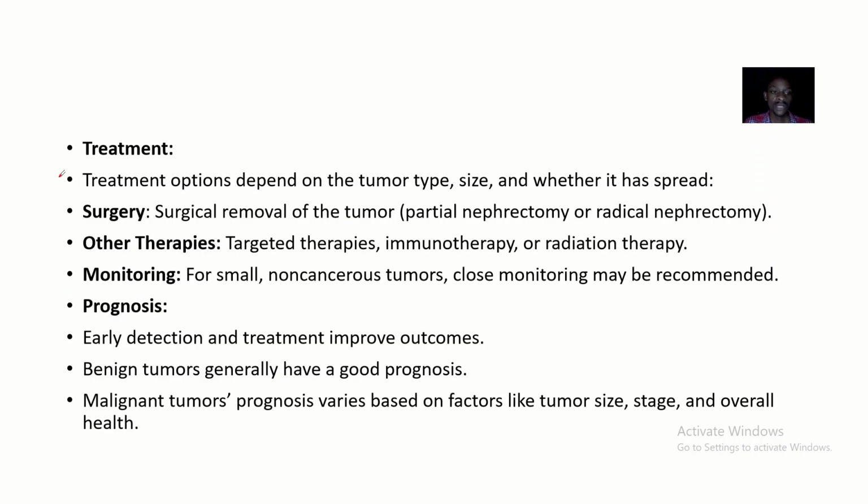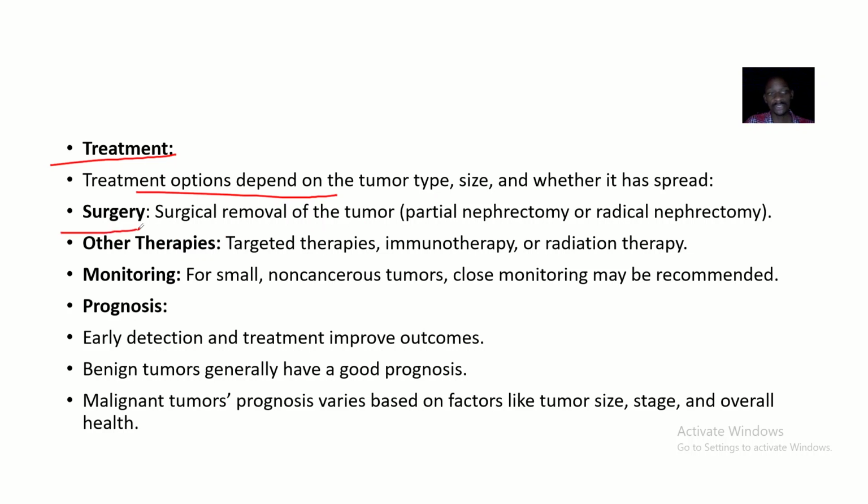Now, what are the possible treatments of kidney tumors? Treatment options depend on the tumor type, the tumor size, or how long this tumor has actually been around. So it could be that some people had these tumors, they were seeing blood in their urine, but they neglected it till it got to the worst of worst. So treatment depends on the level of the tumor.